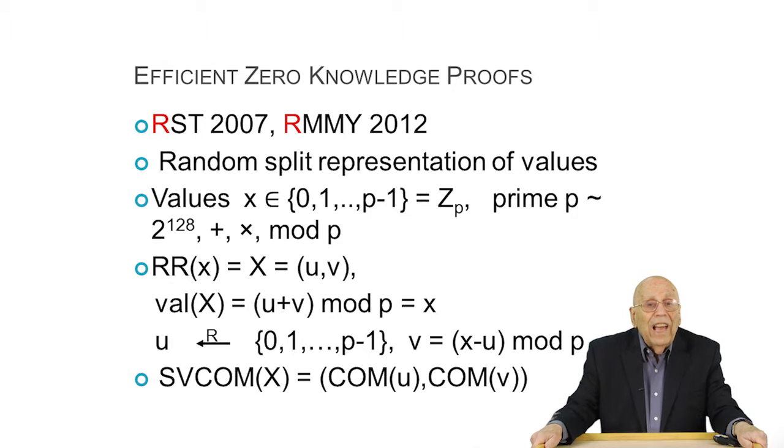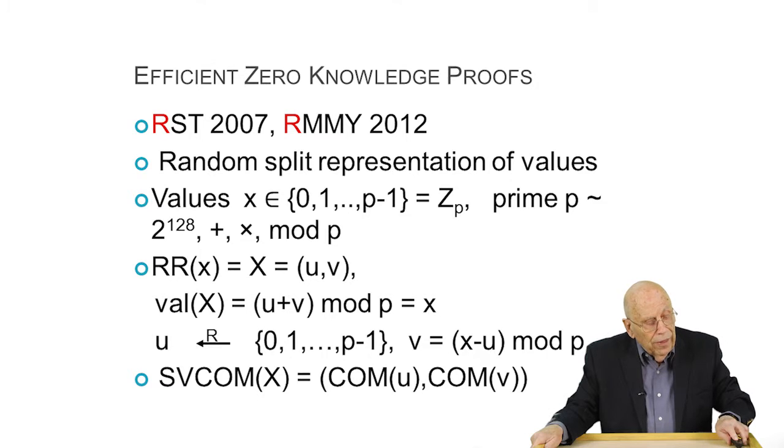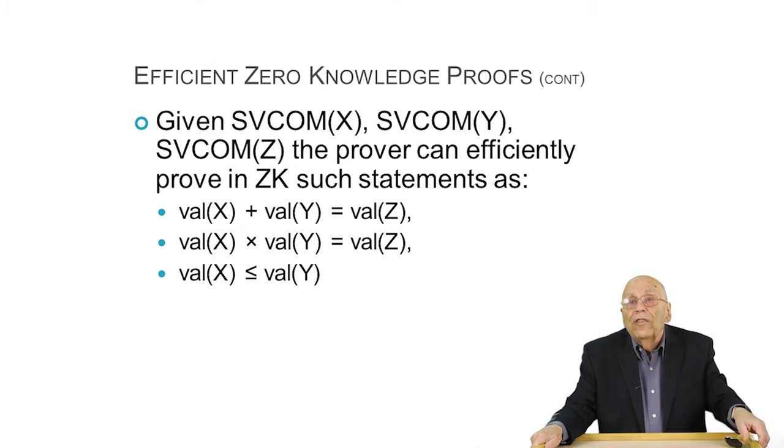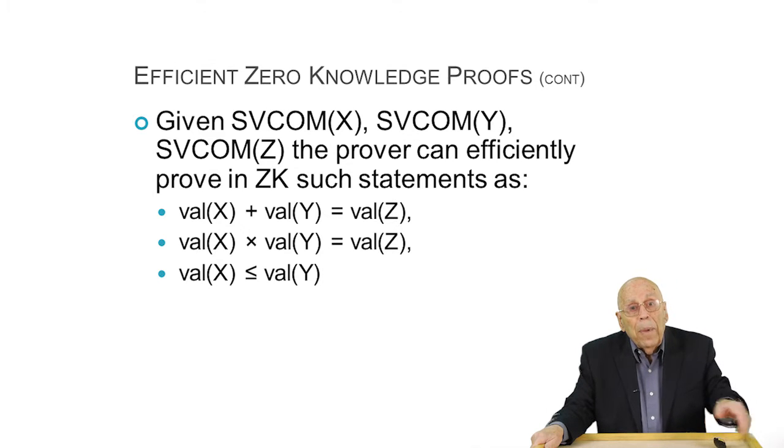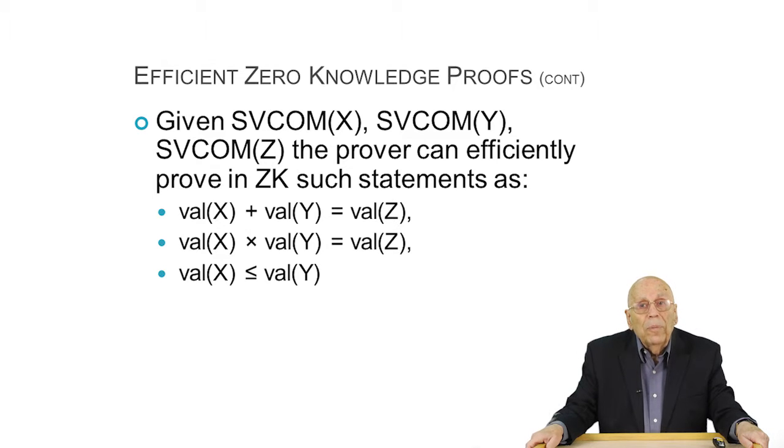Now, we use any kind of commitment function for values, and the split value commitment to the vector capital X is the commitment to the value u, comma, commitment to the value v. And those commitments are used later on, immediately will be used in the zero-knowledge proofs. So now, it is a fact demonstrated in the papers I quoted before that there are efficient zero-knowledge proofs for the following.